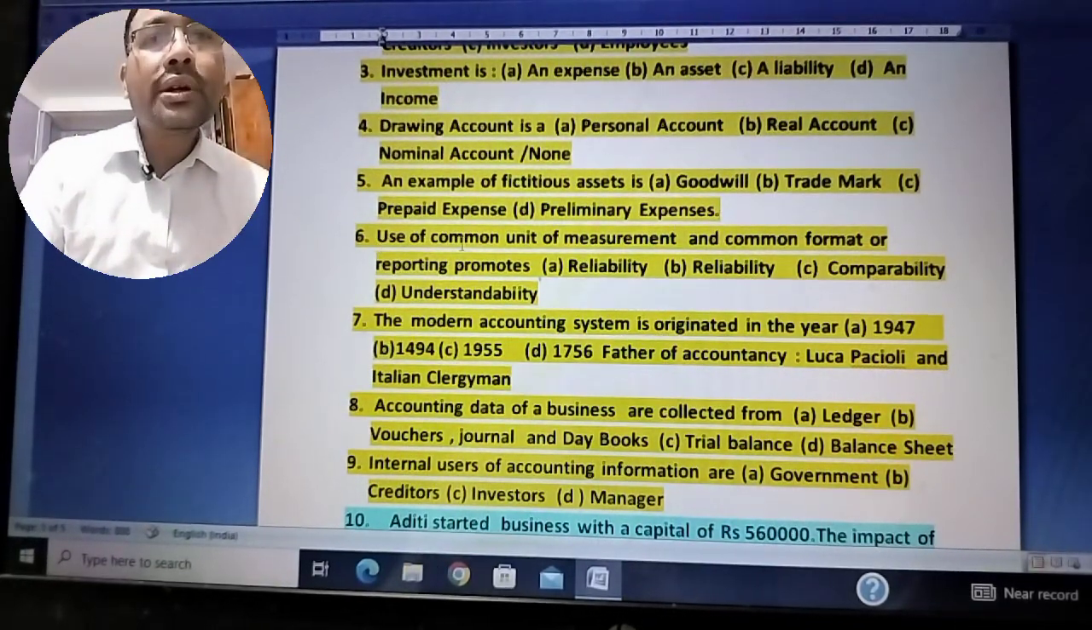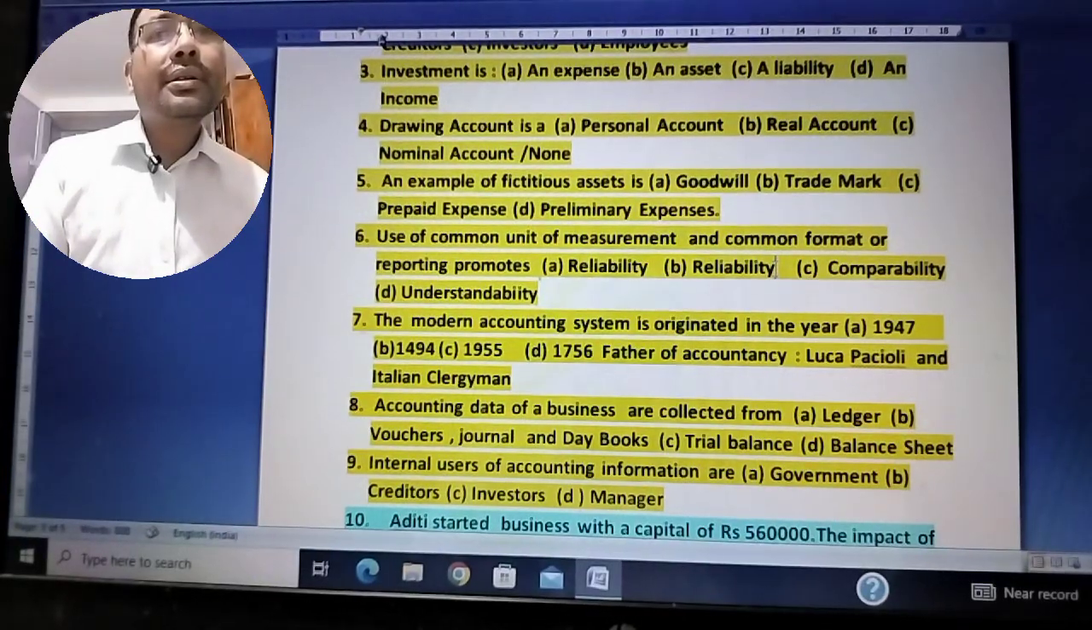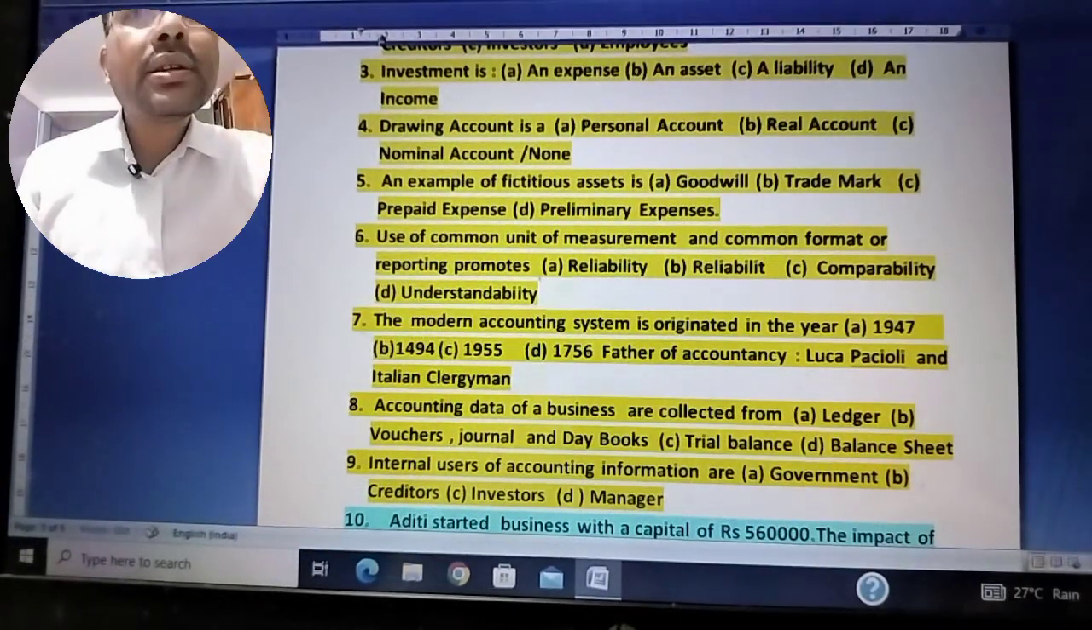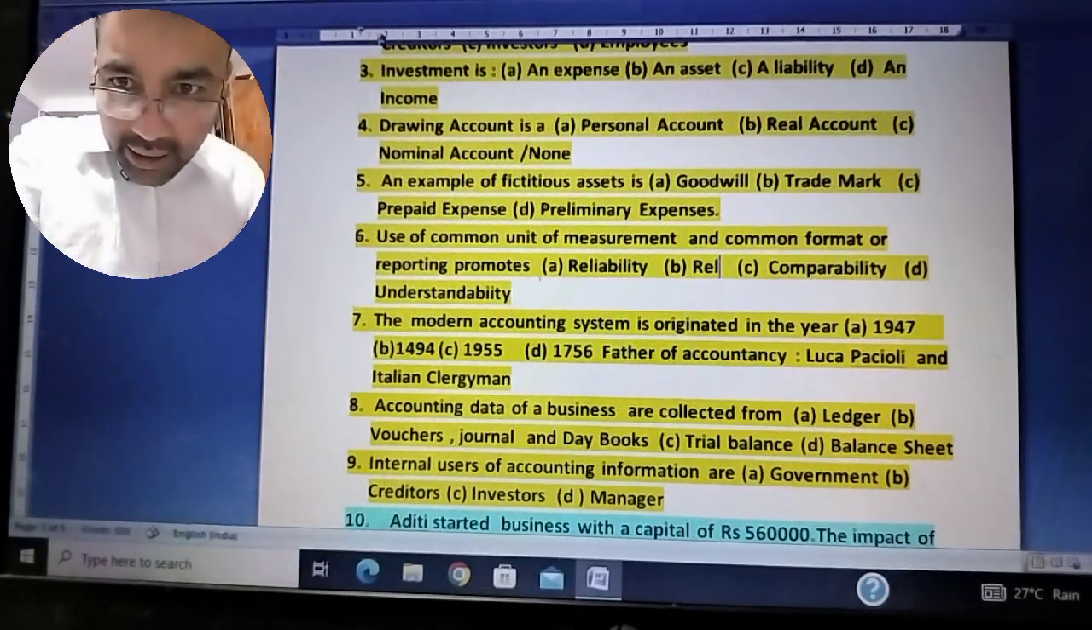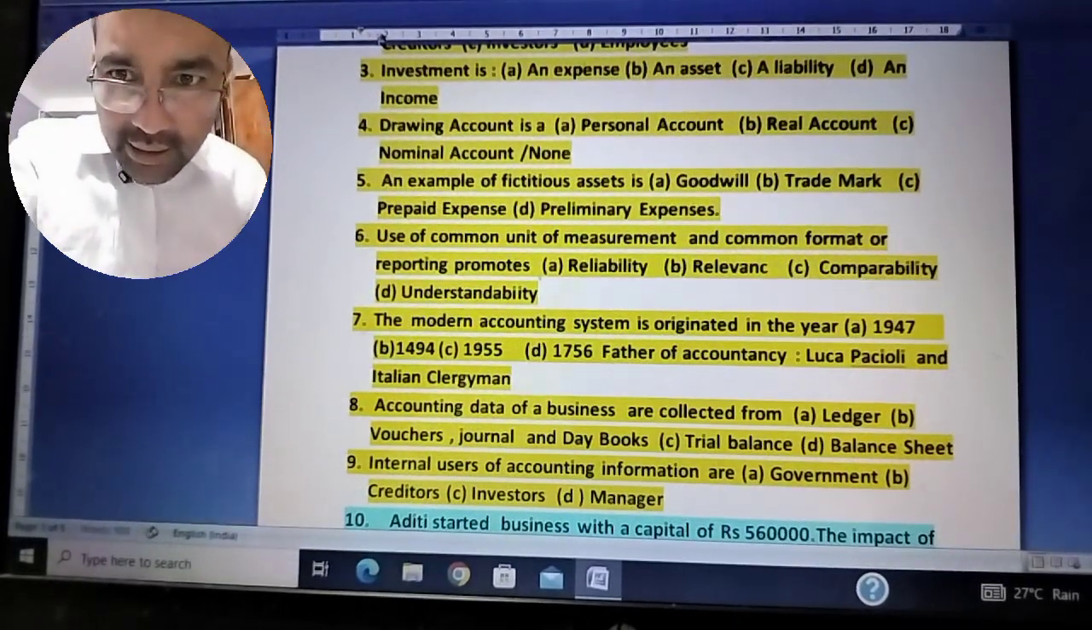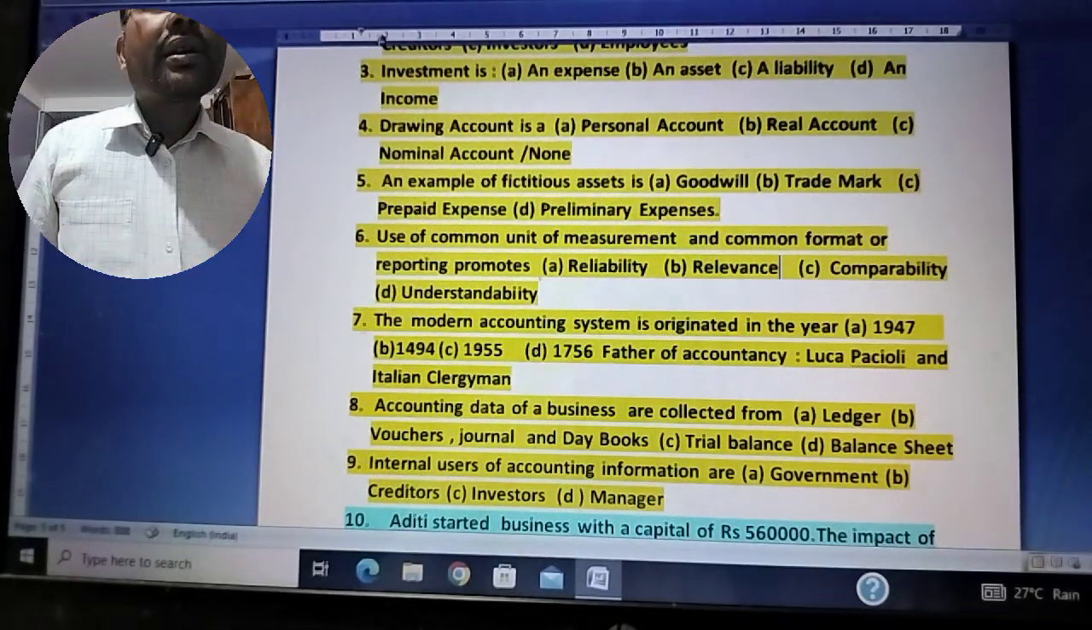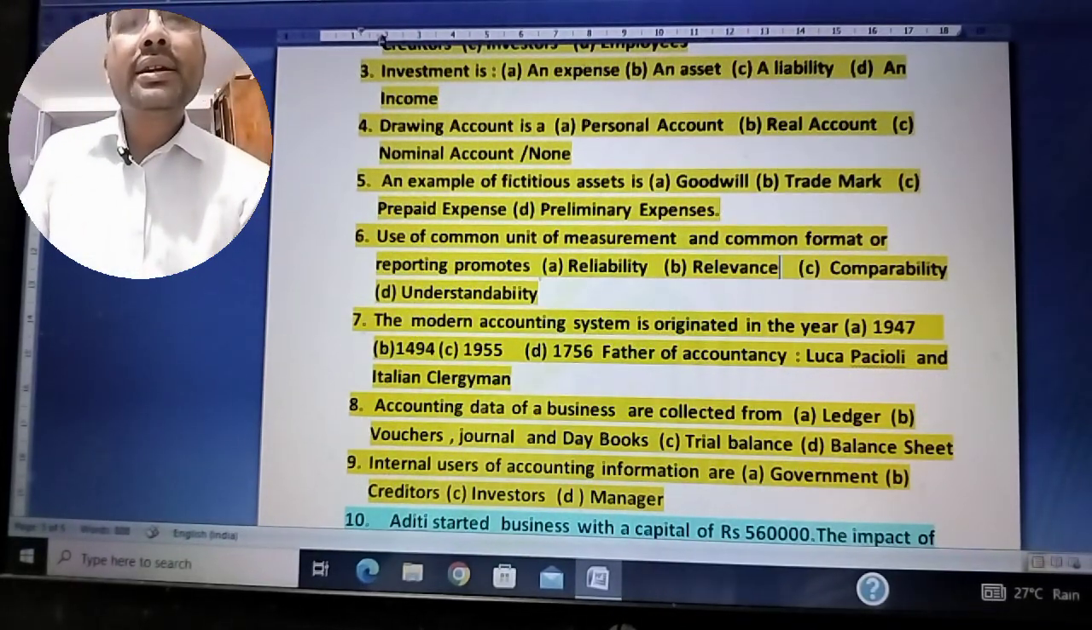Okay. Use of common unit of measurement and common format of reporting promotes reliability, relevance, comparability, or understandability. So B is not reliability. It should be comparability.